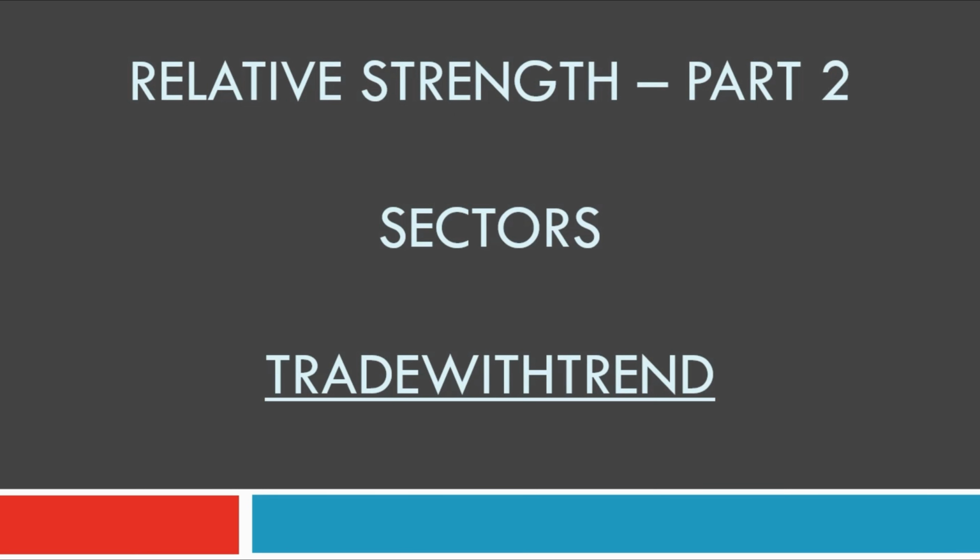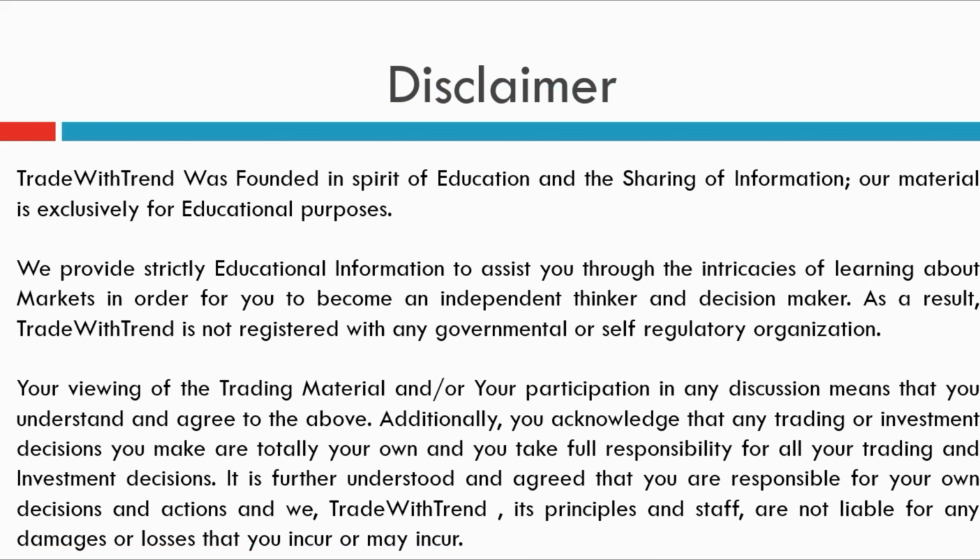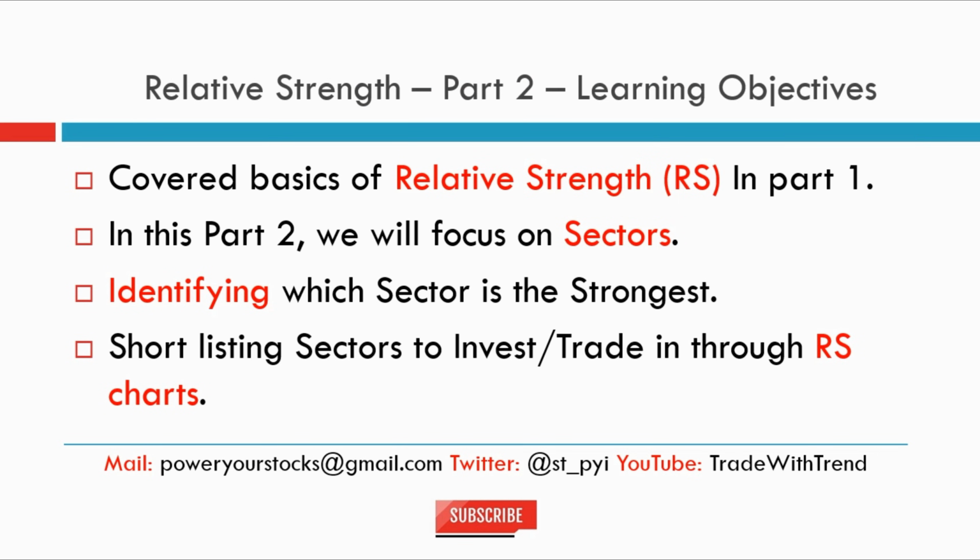Hi guys. So this is the second part of the relative strength analysis series. In the first part we have seen the basics of relative strength and how we use relative strength to identify which stock is being accumulated and distributed. In this part our focus will be on sectors. We'll be identifying the strongest sectors among the list of sectors we have, and then we'll shortlist those sectors through RS charts to take a trade in them.